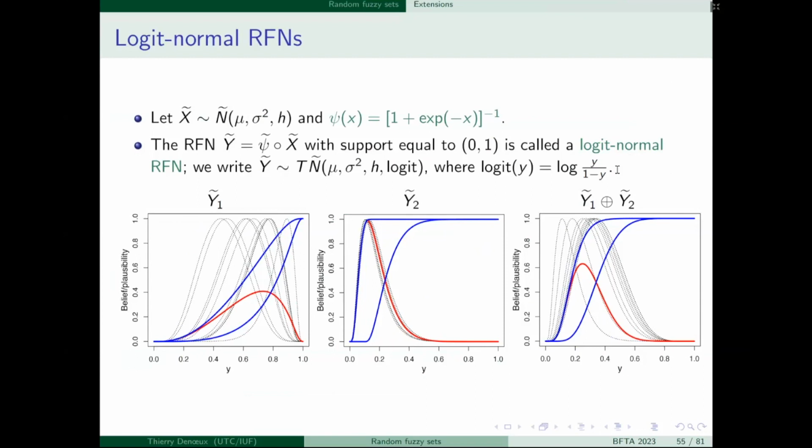So for example, the unknown quantity may be a proportion or a probability. Okay. And I call such things logit normal random fuzzy numbers, and it extends the logit normal distribution that is used in statistics. And you see here two examples again of these logit normal random fuzzy numbers and their combination.